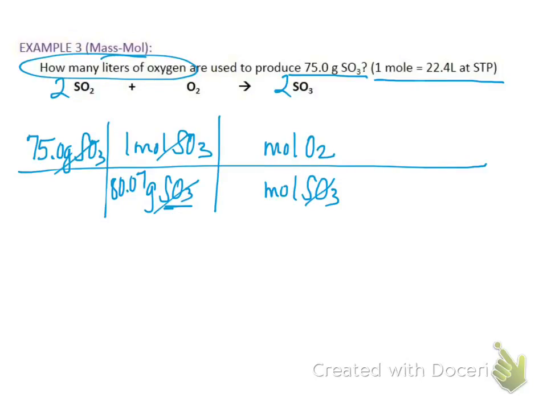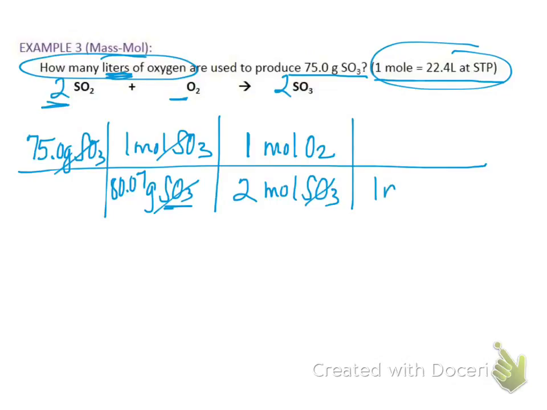So let's go check my balanced equation. I have a 2 here, so I put a 2 in front of SO3. I have nothing there, so I put a 1. Now those cancel out. So now I'm in moles of oxygen. Now we had been going to grams, but this is asking for liters. So we're going to use this conversion right here.